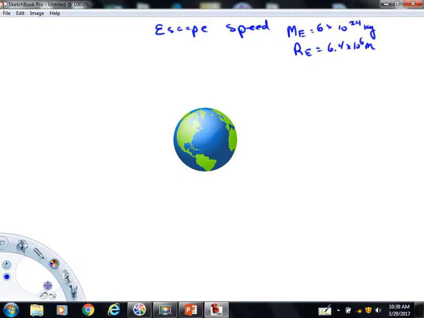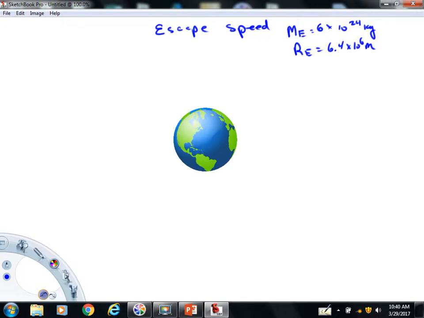It is in fact possible to launch something from the surface of a planet at a high enough speed that it can escape the gravitational influence of the planet. The speed at which you have to launch the particle is called escape speed. In this example, we're going to calculate the escape speed for a particle launched from the surface of the Earth.